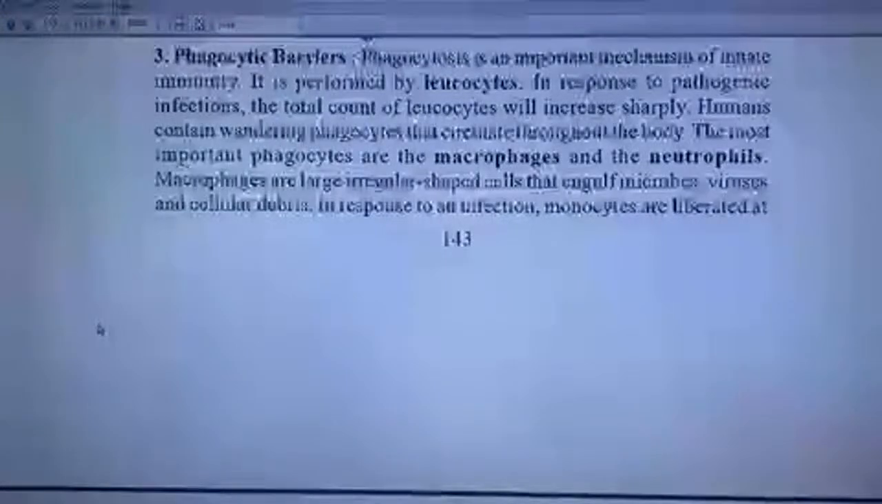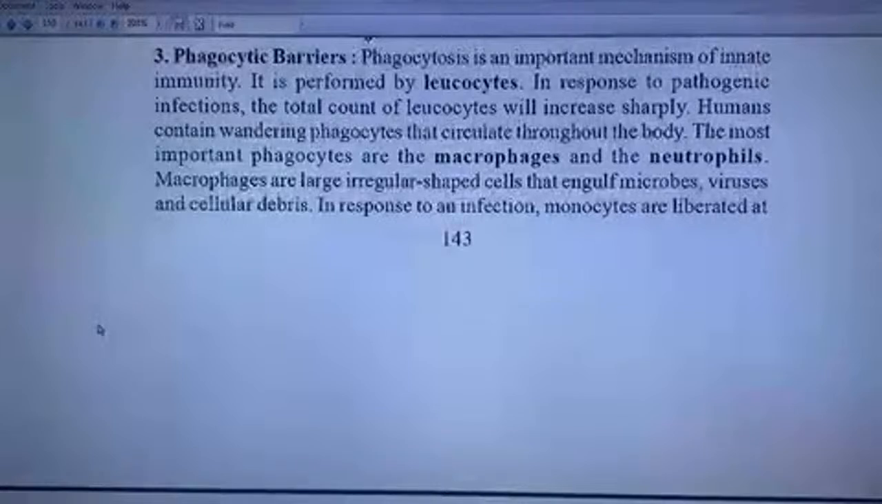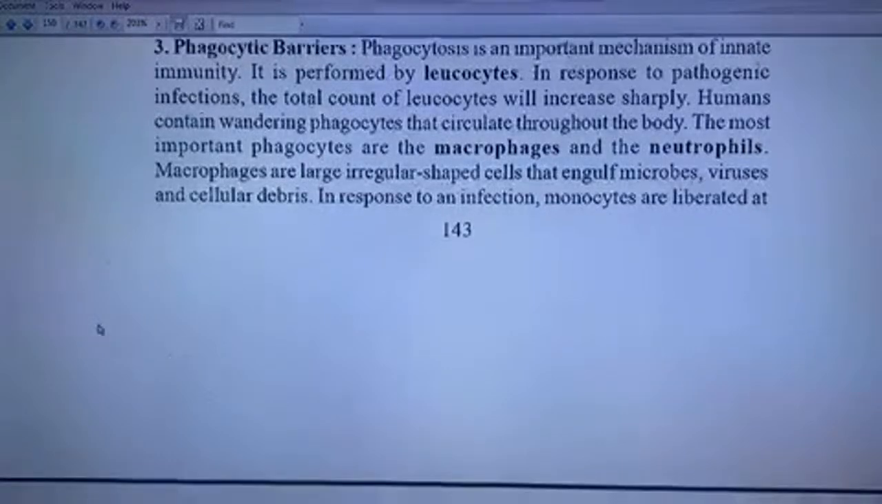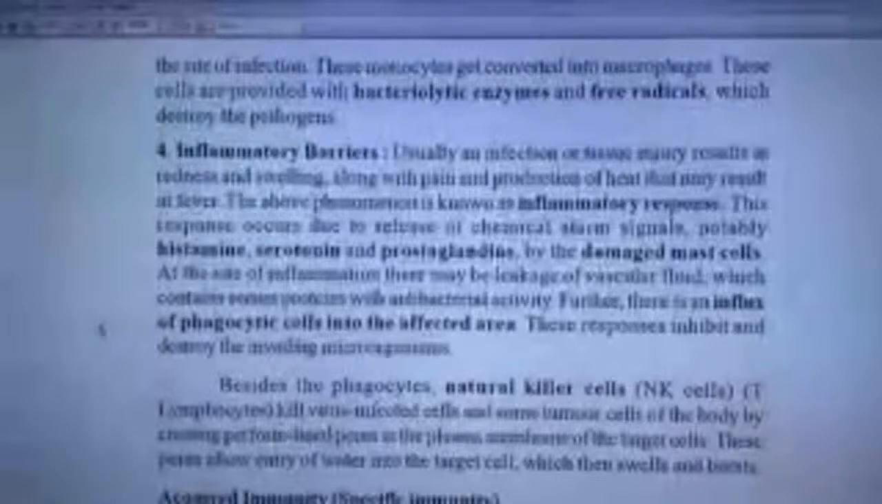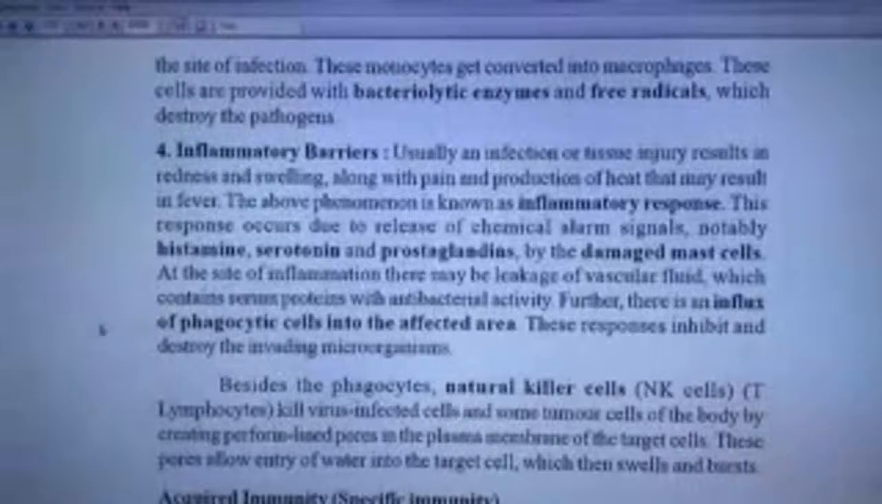Macrophages are large, irregular shaped cells that engulf microbes, viruses, and cellular debris. In response to an infection, monocytes are liberated at the site of infection. These monocytes get converted into macrophages. Cells are provided with bacteriolytic enzymes and free radicals, which destroy the pathogens.